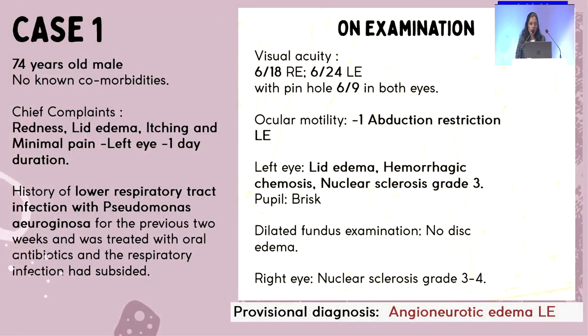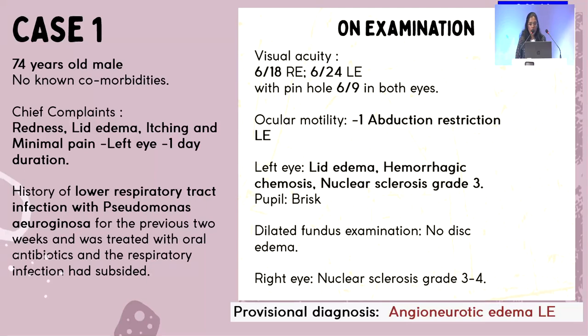Case 1 was a 74-year-old male. He had no comorbidities and he presented with redness, lid edema, itching, and minimal pain in the left eye of 1 day duration. He had a history of lower respiratory tract infection with Pseudomonas aeruginosa for the previous 2 weeks, and he was treated with oral antibiotics, and the respiratory infection had subsided.